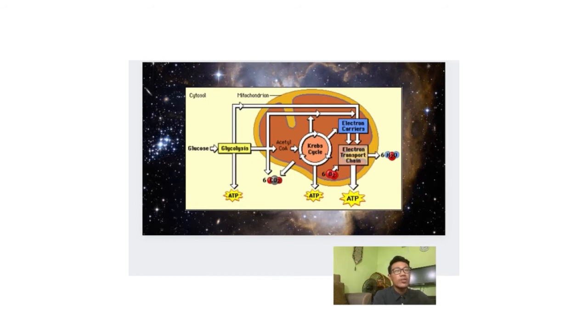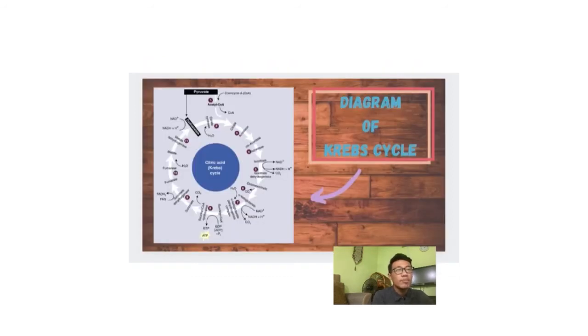Hydrogen in the cell combines with two coenzymes, NAD+ and FAD, that carry it to the electron transport chain, and the Krebs cycle will produce ATP. Okay, the next one is the diagram of the Krebs cycle.